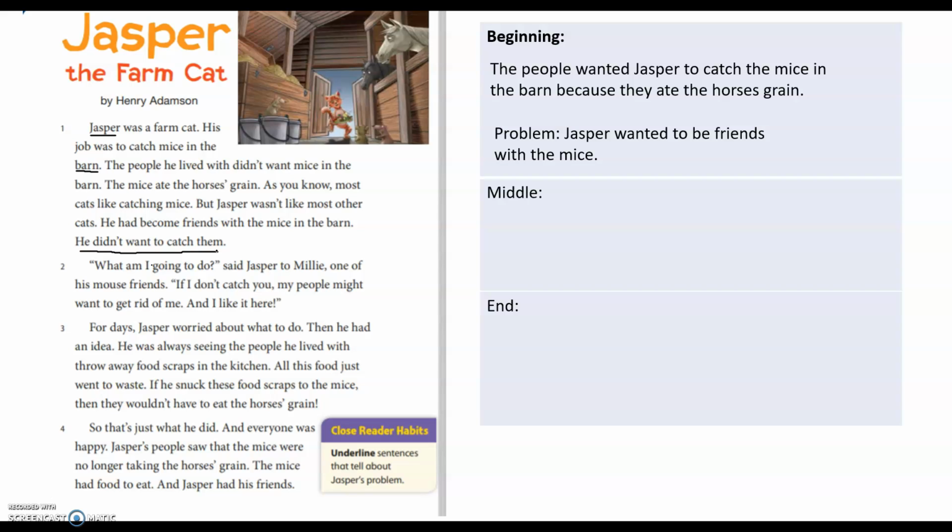So in paragraph 2, Jasper responds by asking Millie what he should do, and he's responding through his words. So he says, "What am I going to do?"